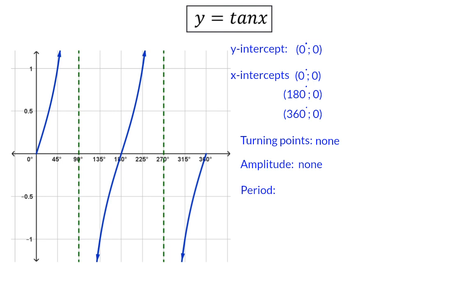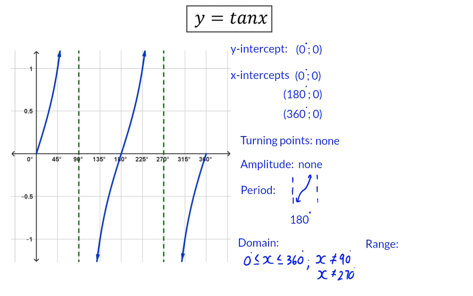The period of a tan graph is the distance between two asymptotes to form the curve, and that is 180 degrees. And even though in this case our domain is still all values from 0 degrees up to 360 degrees, for the tan graph we need to specify that it cannot be the x value of the asymptotes at 90 or 270 degrees. And finally, because the tan graph does not have a maximum or minimum value, but continues upwards and downwards forever, it will consist of all the y values.